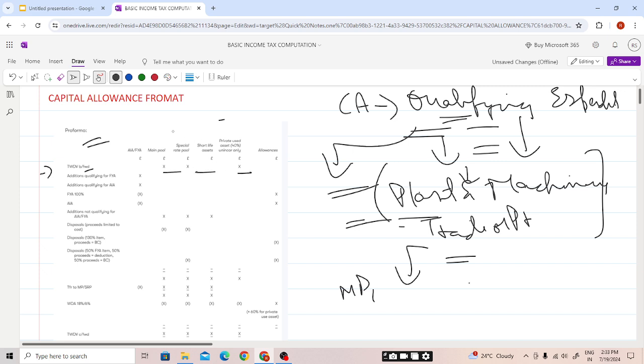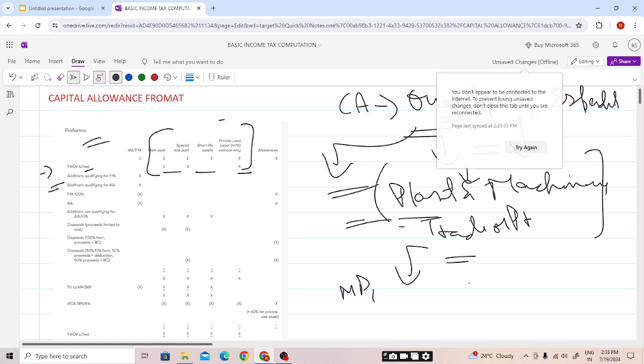We need to allocate it to the pool as per previous year calculation. Then if we purchase any additions, if we purchase any new asset for that year, it will be stated as addition, and if we dispose, it will be treated as disposal.